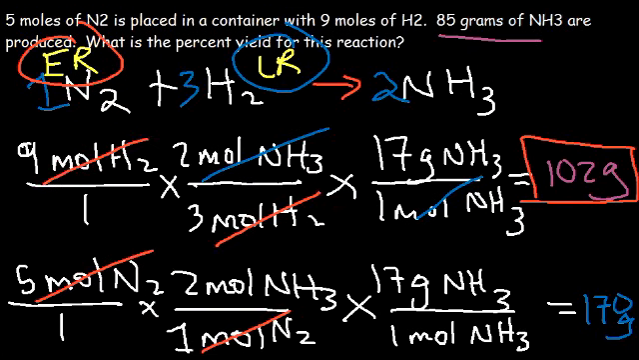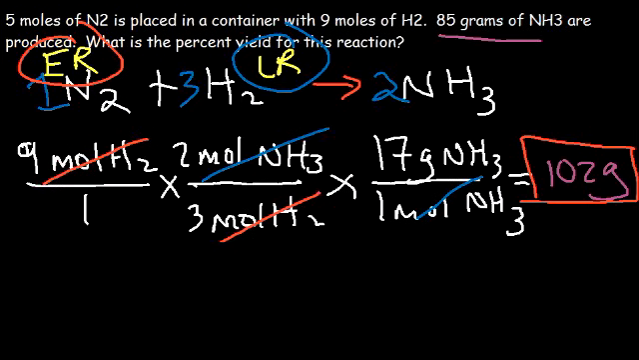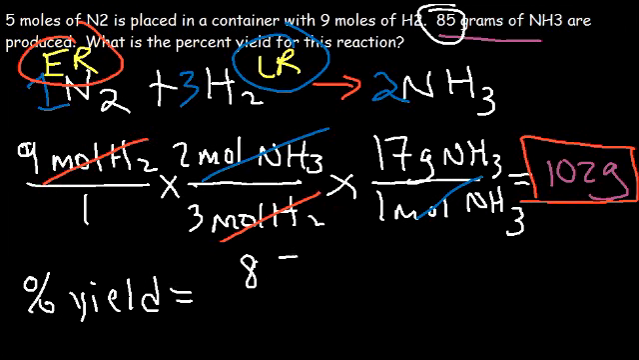And now that we have the theoretical yield, we can calculate the percent yield. The percent yield is equal to the actual yield, which we know is 85, divided by the theoretical yield, which is 102, times 100%.